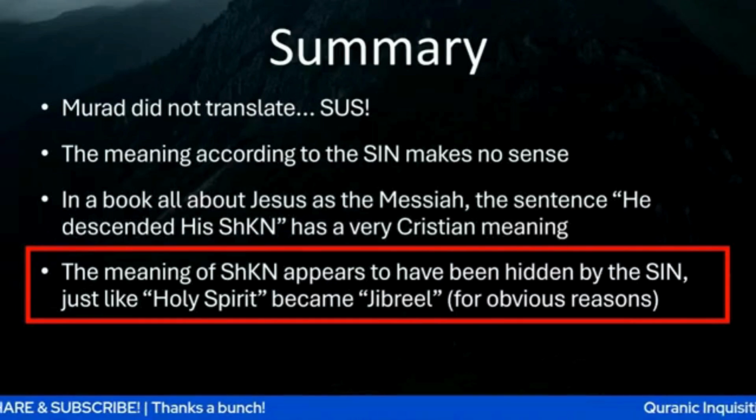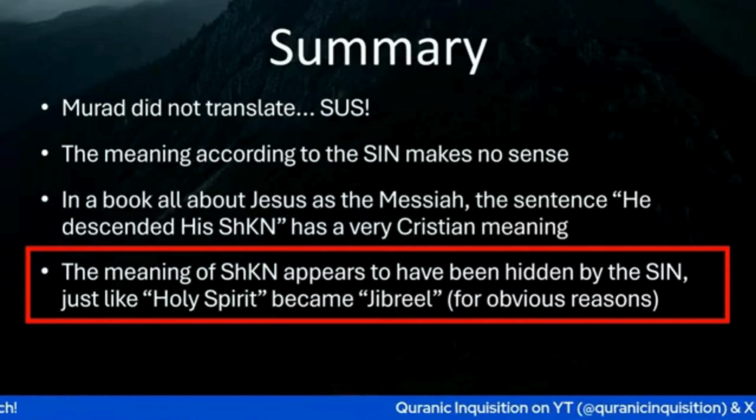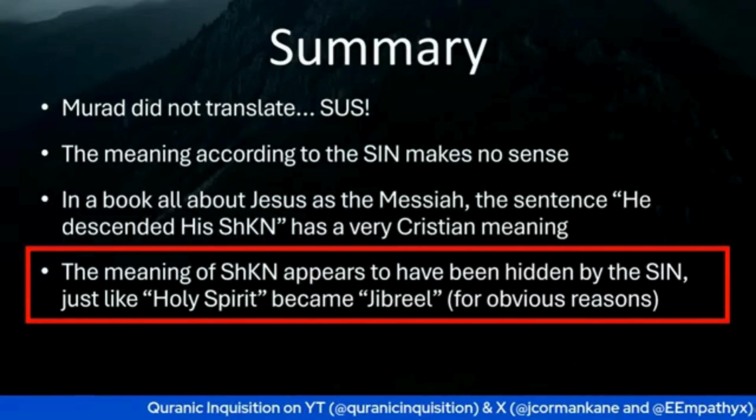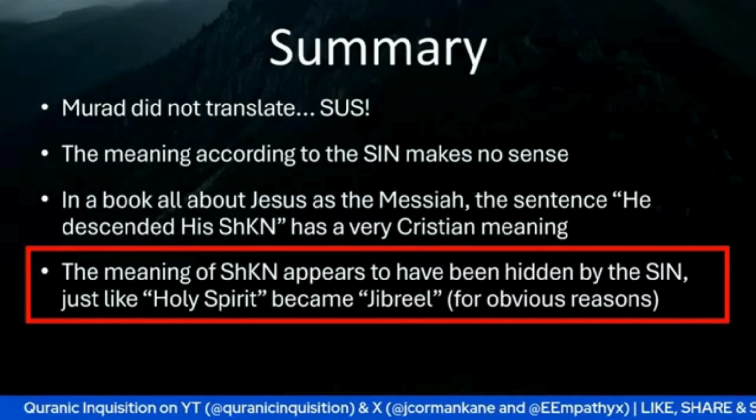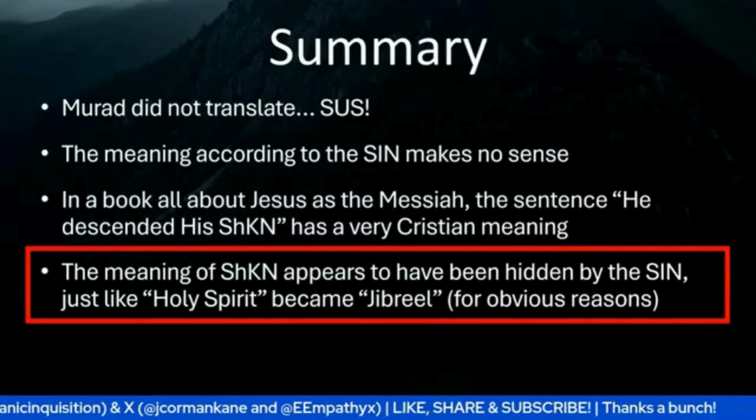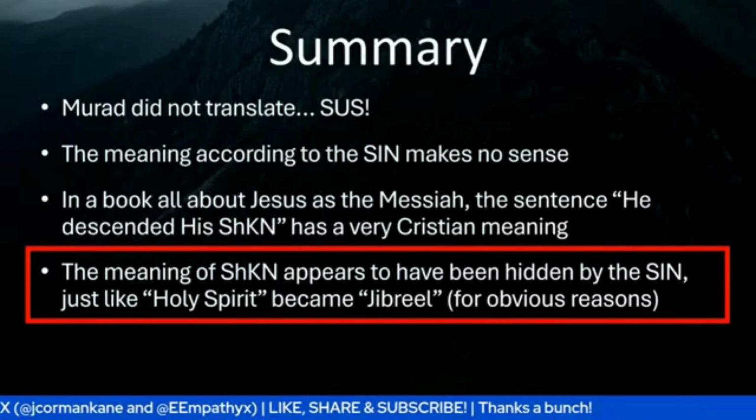So they had to hide that. And what they did is they just took the name Jibreel and they put it on top. The same with the Shekinah, different effect, but exactly the same outcome. To hide the meaning of something, in this case, or in the case of both the Holy Spirit and Shekinah, would be the Spirit.